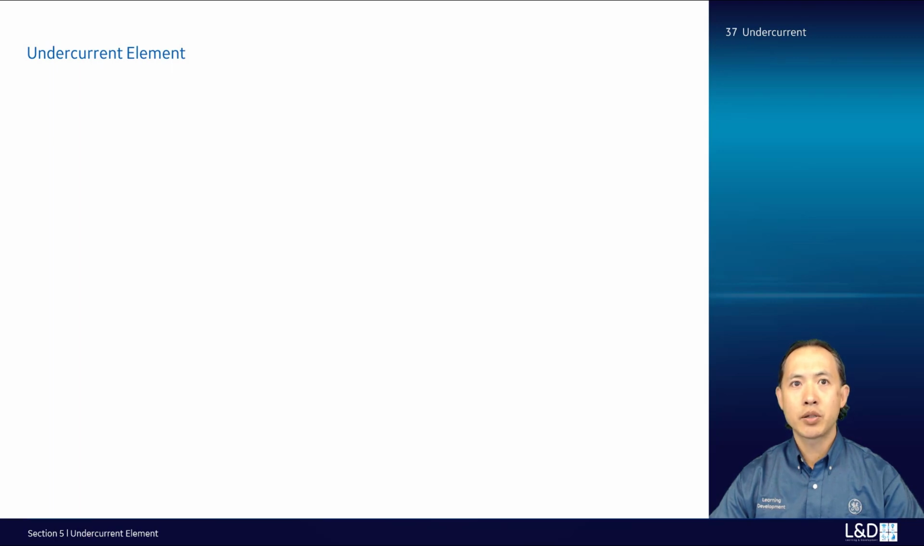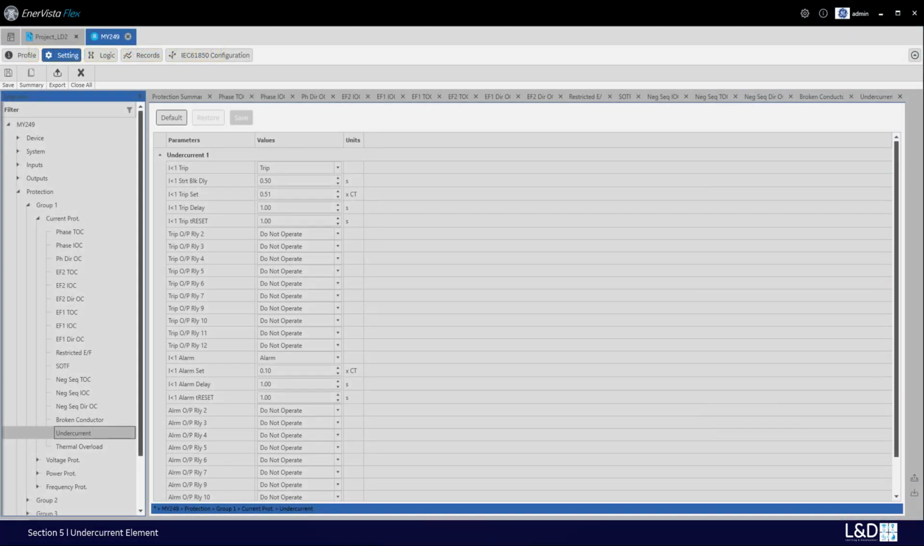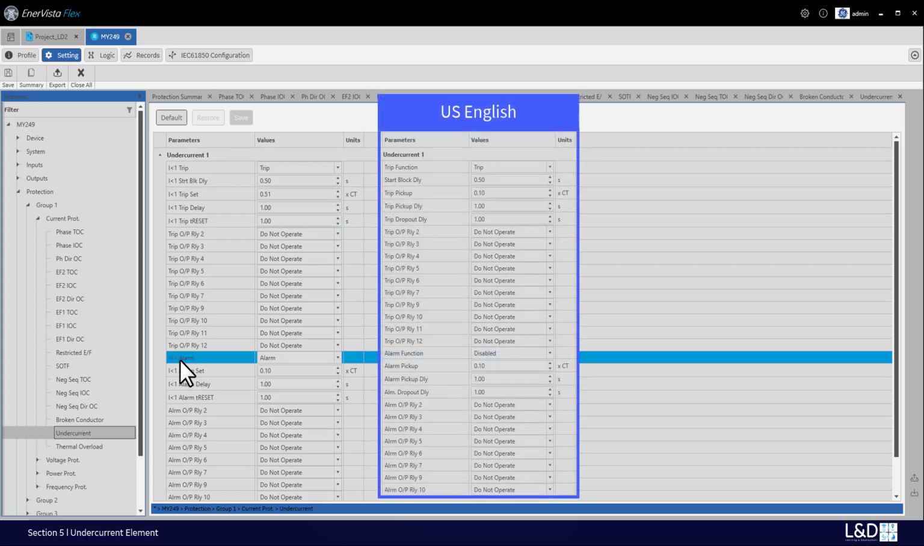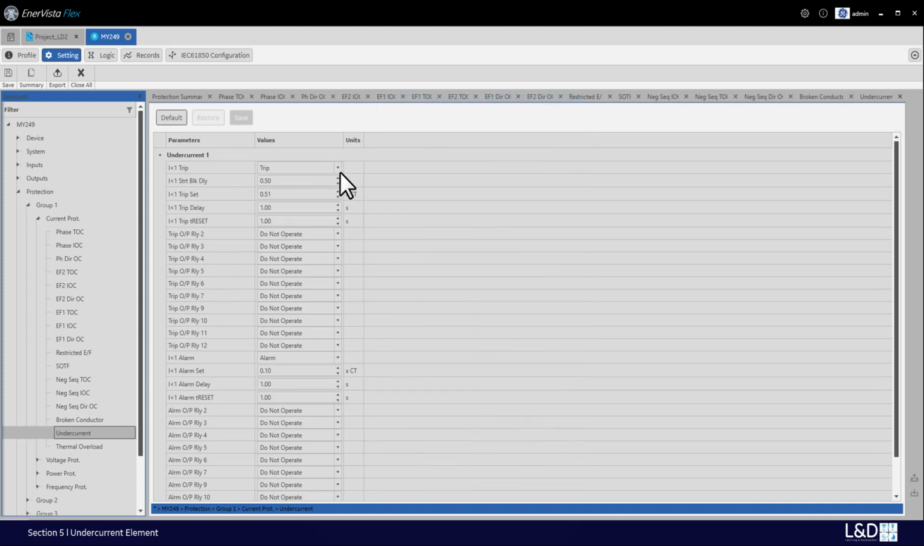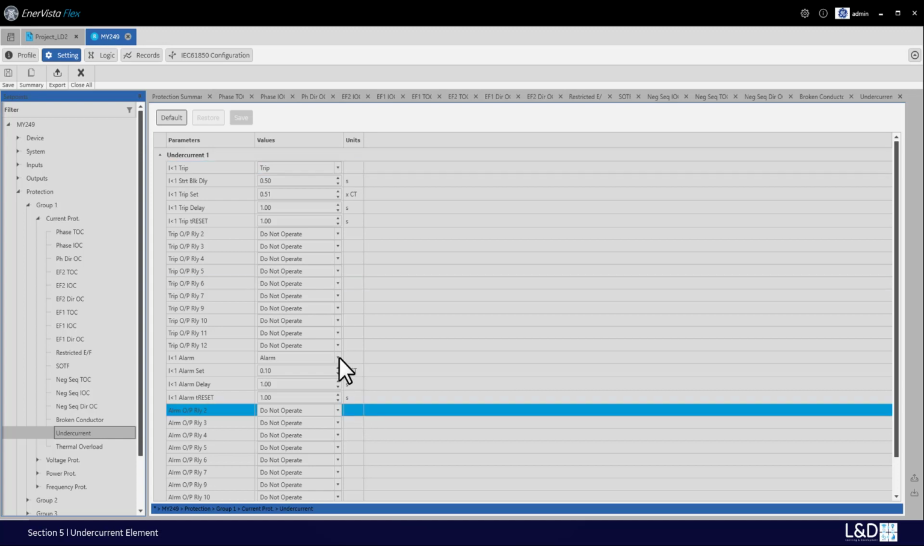Furthermore, a trip will occur if the magnitude of any phase current falls below the undercurrent trip pickup level for the time specified by the undercurrent trip delay. Undercurrent setting is a little different from other common elements. It has separate settings for both the trip and the alarm, so there's no setting for the function which has the 4 options as other elements. There are only 2 options: trip, configurable, or alarm and configurable.